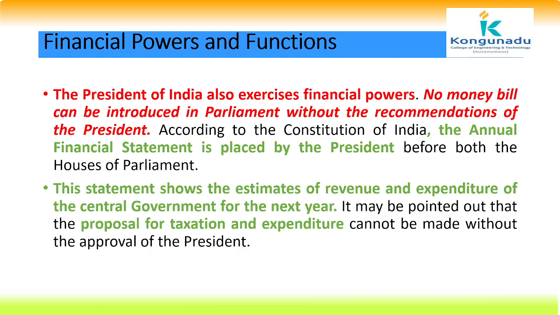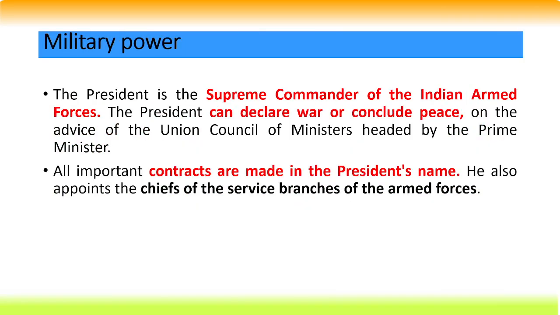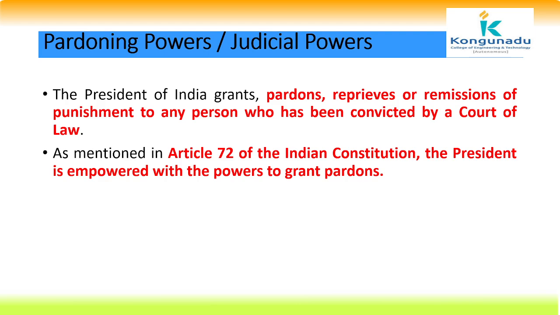In financial power, no money can be spent by the government without approval in parliament, and the President presents the union budget prepared by the finance minister. Military power means supreme commander. The President is the supreme commander of the army, navy, and air force. The President can declare war or peace, but only with the parliament's approval.